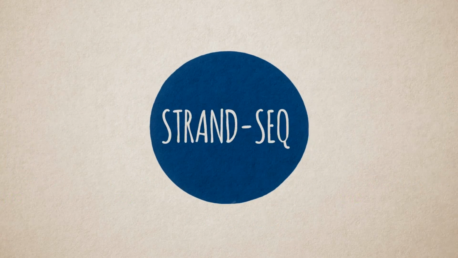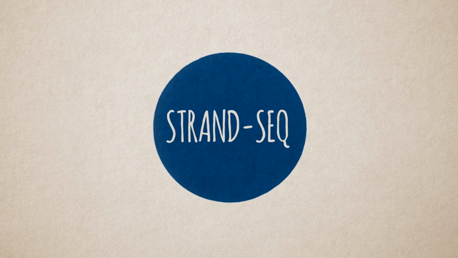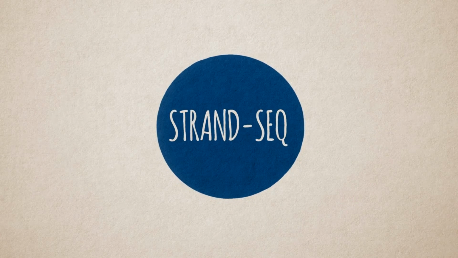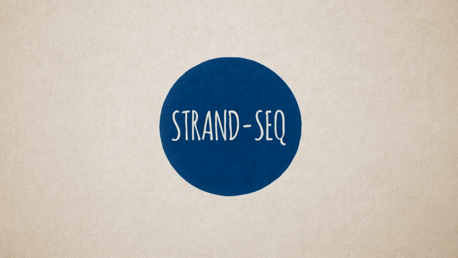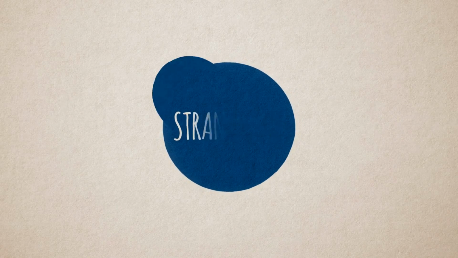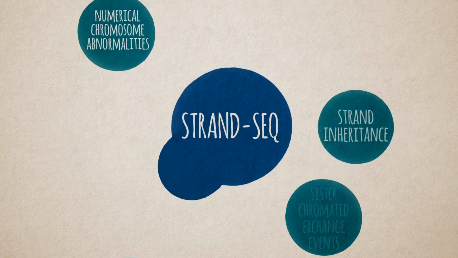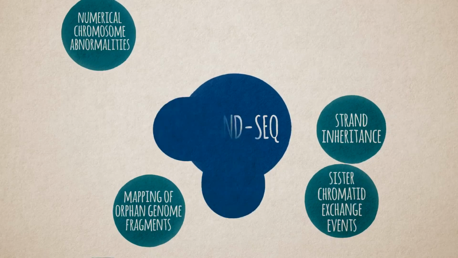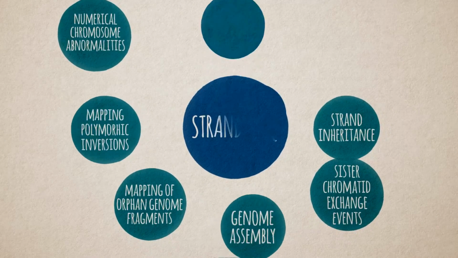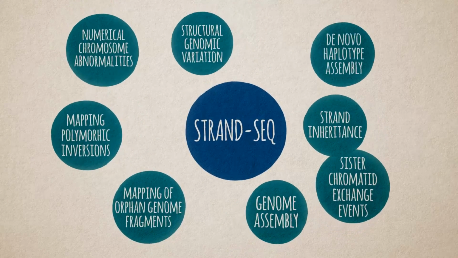Strand-Seq is a very powerful tool for detecting not only DNA inheritance patterns, but also different types of chromosomal aberrations. As such, Strand-Seq can be used to assess genomic instability at single-cell level, resulting in a much higher sensitivity than previously possible.